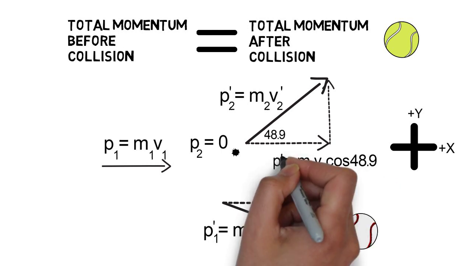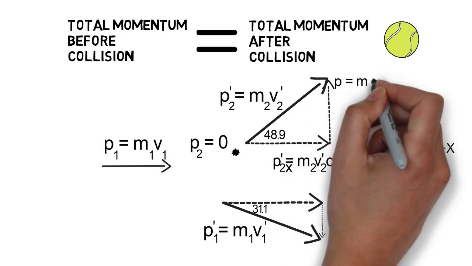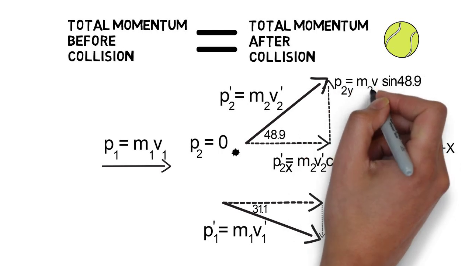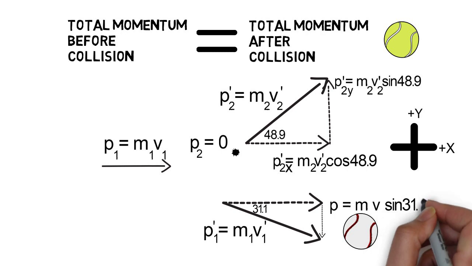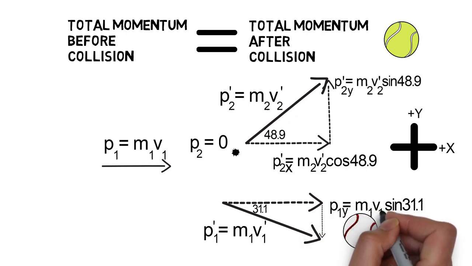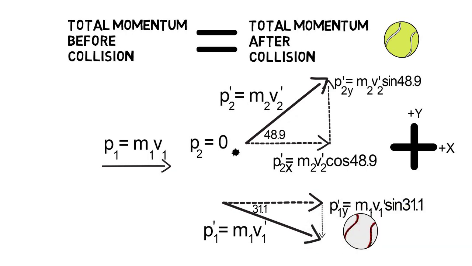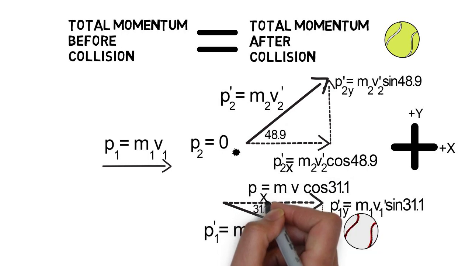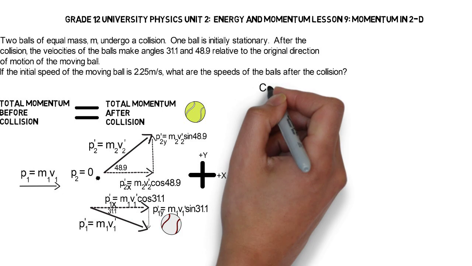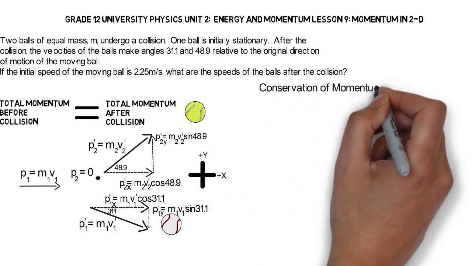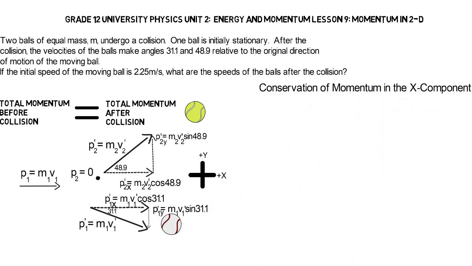Now for the other two balls, they are moving at angles, and so we're going to have to split them into components, into x and into y. And then we're going to need to solve for each one of those components. Now we can actually write our equations, but we must make sure to solve conservation of momentum independently for x and for y. So let's start with the conservation of momentum in the x component.